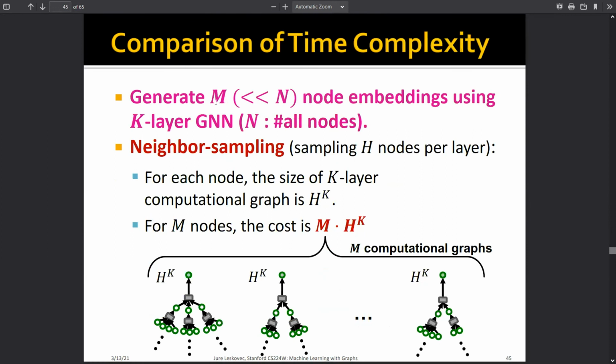So M node embeddings using a K-layer GNN with neighborhood sampling. Okay, where are we now? Suddenly, what is he talking about? Time complexity. So for M nodes, the cost is M times H^K. H nodes per layer, so for each node the size of the K-layer neighborhood is H^K.